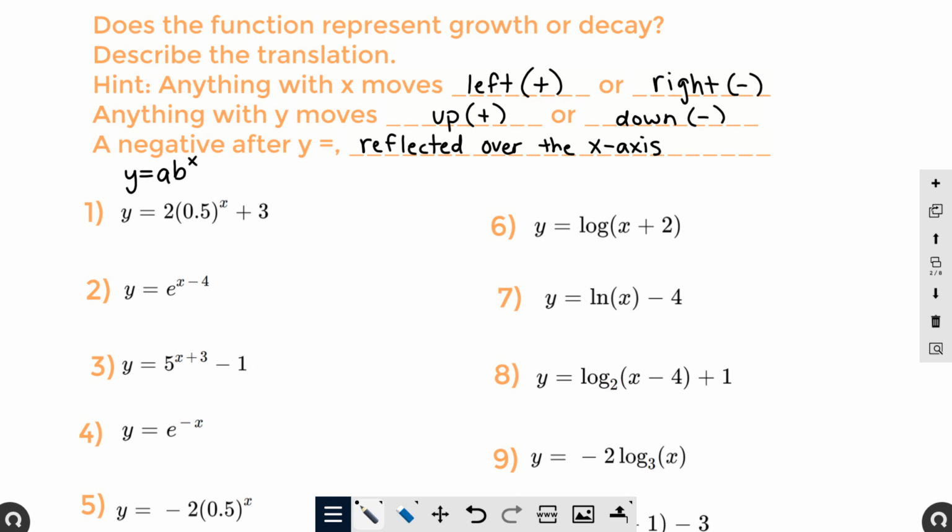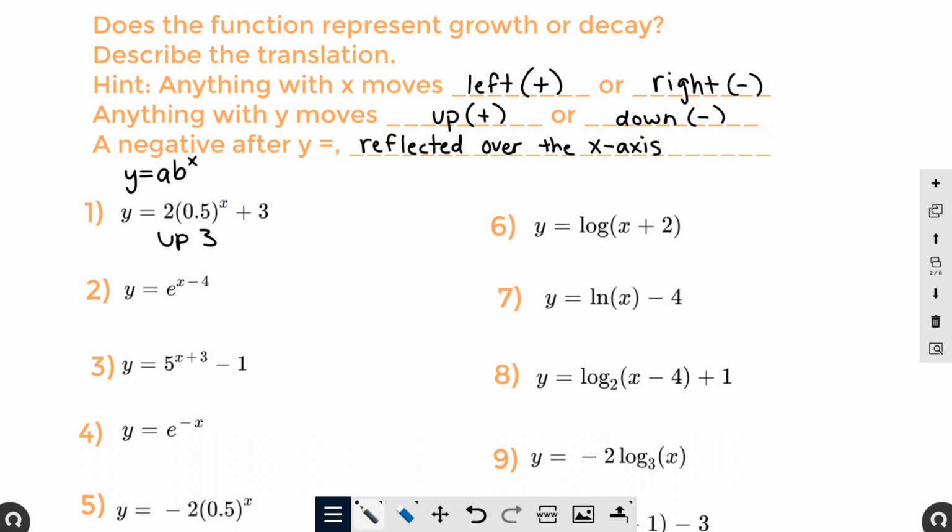Okay? So with this one, we have y equals 2.5 to the x. That's like our standard normal, but now we have this plus 3. What's that plus 3 going to make it do? It moves up 3 because it's at the end of the equation. Don't worry about what the 2 does. We're going to graph them in a minute, but the 2 is like our starting value. Sometimes it's the y-intercept, but not all the time.